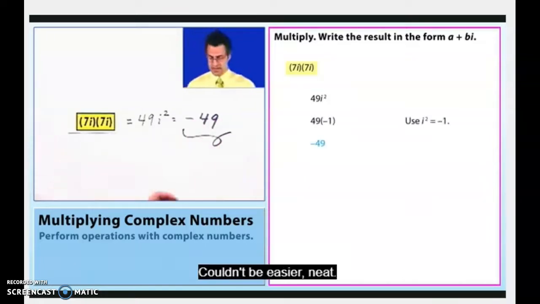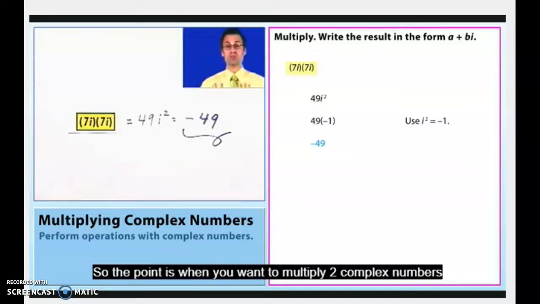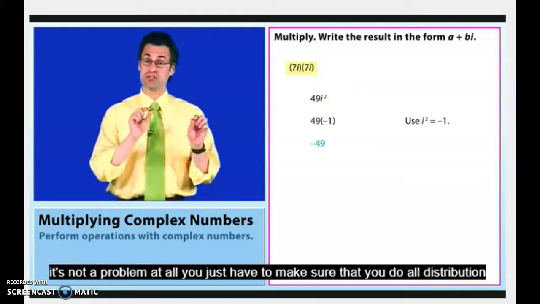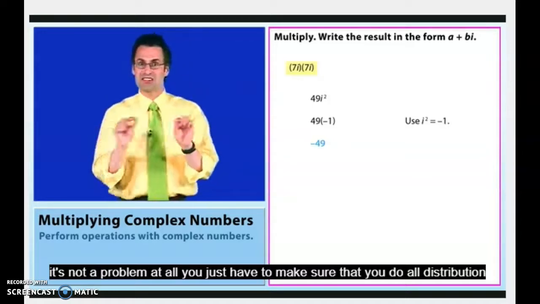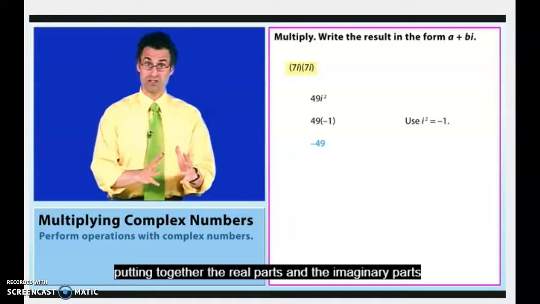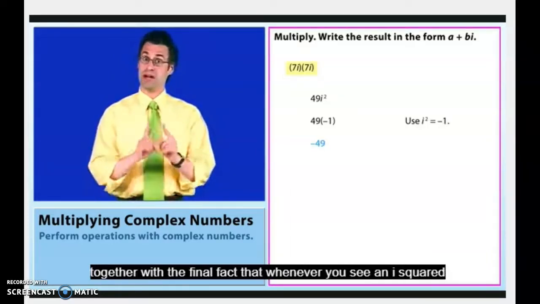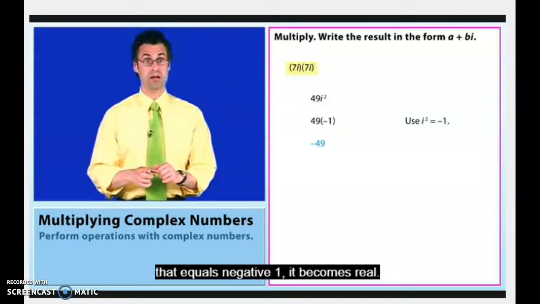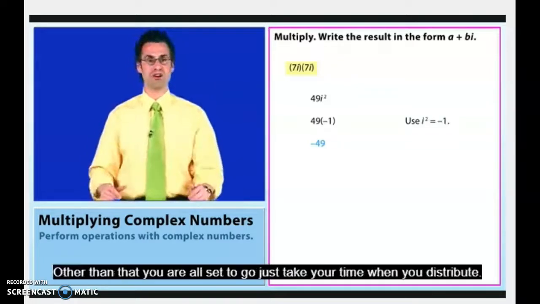Could be easier. Neat. So, the point is, when you want to multiply two complex numbers, it's not a problem at all. You just have to make sure that you do all the distribution in there, and that you combine like terms, putting together the real parts and the imaginary parts, together with the final fact that whenever you see an i squared, that equals negative 1. Other than that, you're all set to go.